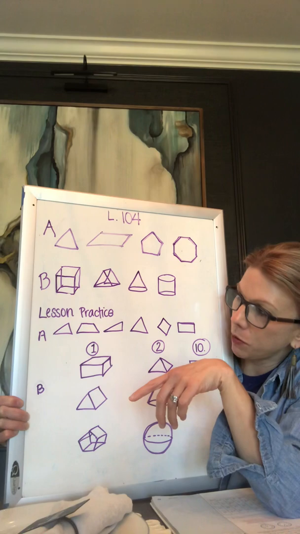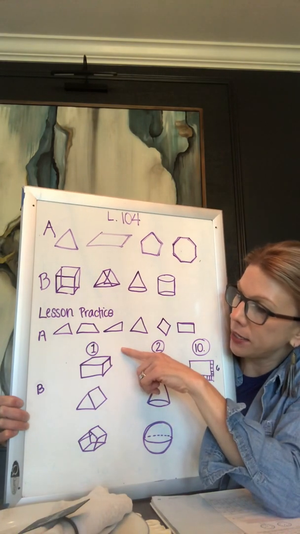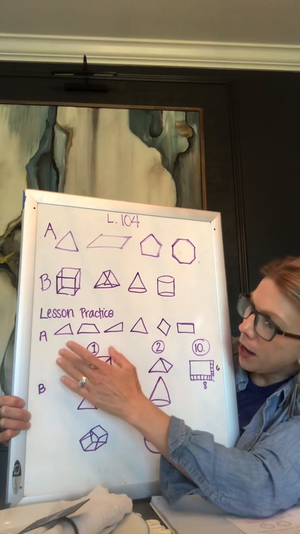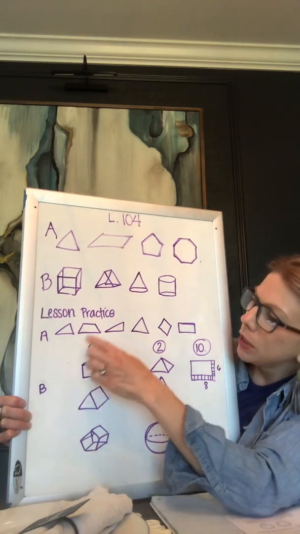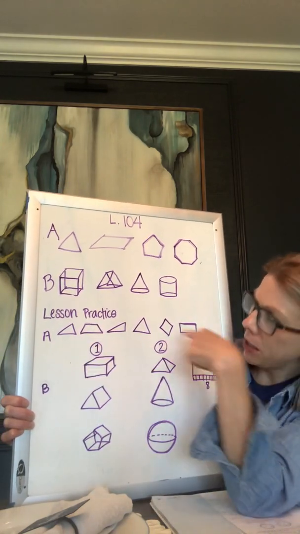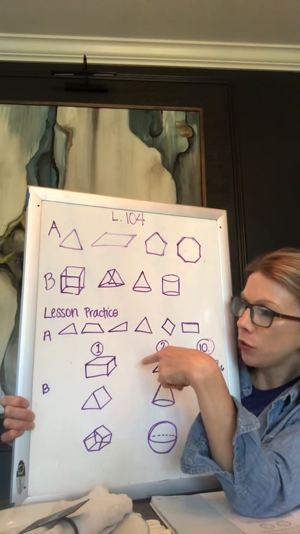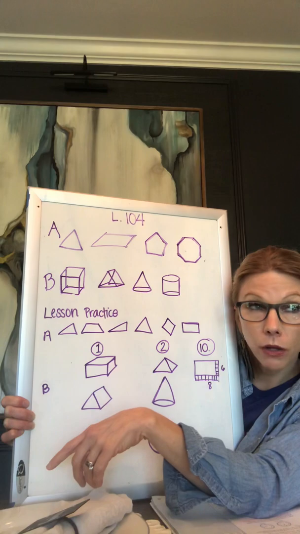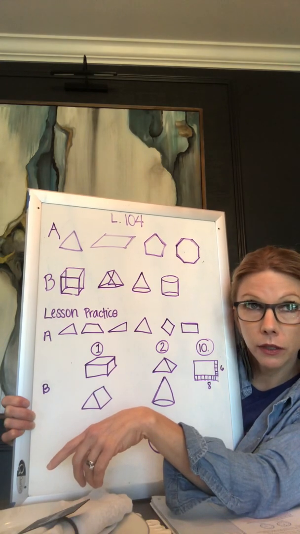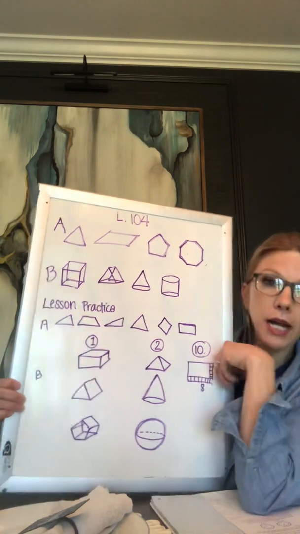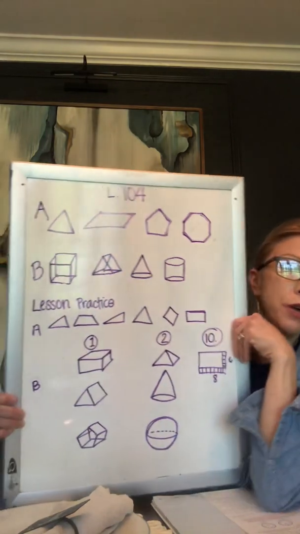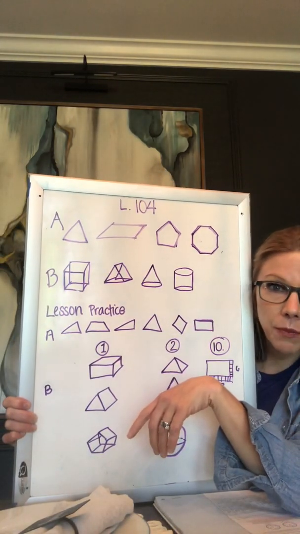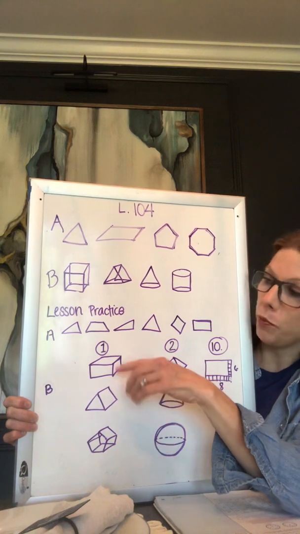Lesson practice. I'd like to do this one with you too. So lesson practice A. I have this whole set of shapes here, and they want you to sort these into 2 groups. So you're looking at those shapes and you're going, wait a minute, they're all flat, they're all closed, they all have straight sides. How can I sort those into a group? So the trick here is to count how many sides they have. That's going to help you.